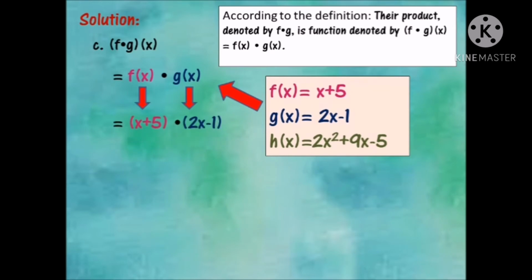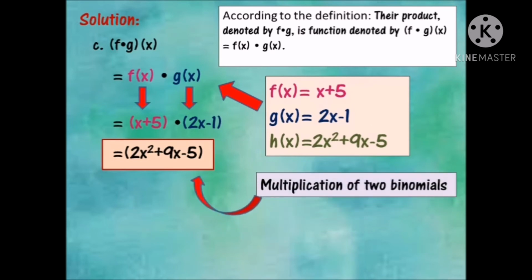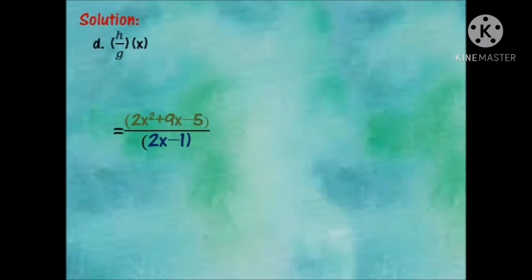F of x is x plus 5 and g of x is 2x minus 1, and the operation is multiplication. So, that is multiplication of binomials. So, x plus 5 times 2x minus 1 is equal to 2x squared plus 9x minus 5. Multiplication of two binomials. Therefore, the product of f times g of x is equal to 2x squared plus 9x minus 5.